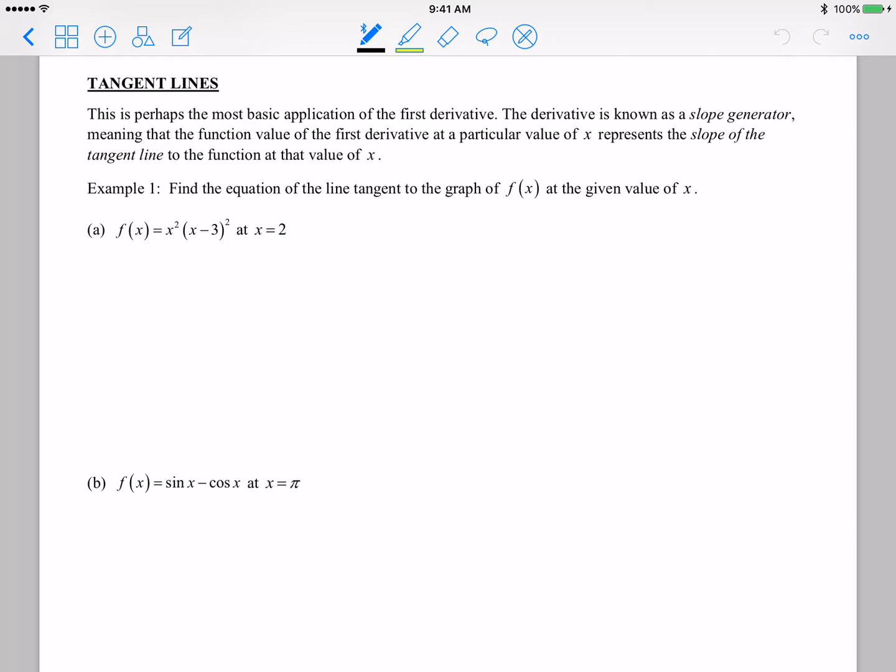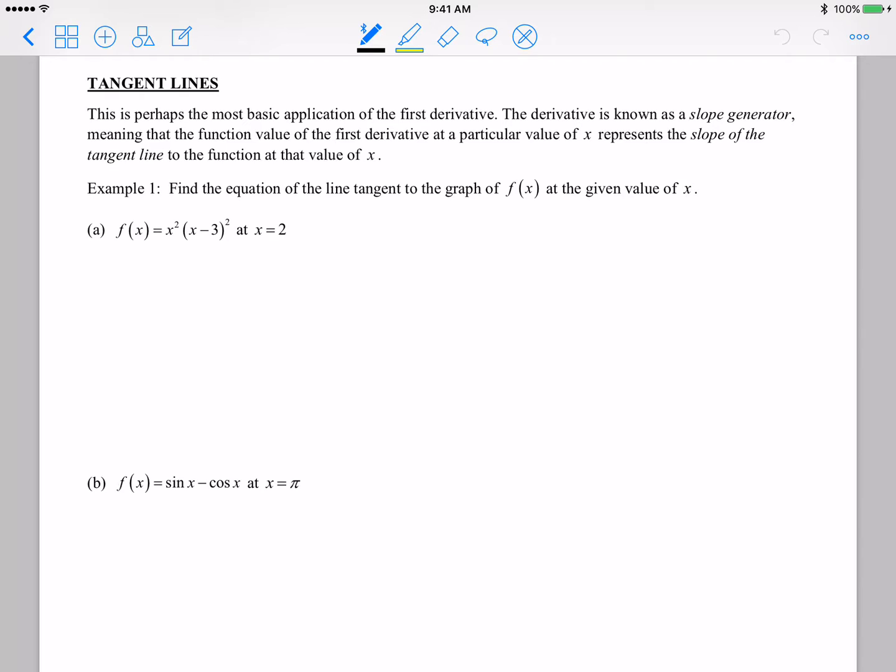This is probably the most basic application of the first derivative because the derivative is known as what's called a slope generator, which basically means that if you plug in a value of x to the derivative, what you get back in return is the slope of the tangent line to the graph of f of x, which is the original function, at that particular value of x.